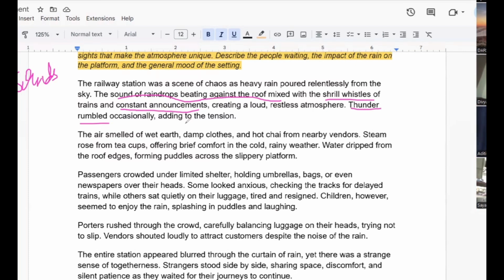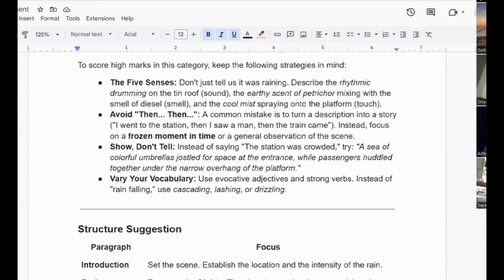Then what about the smells? The air smelled of wet earth, damp clothes, hot chai, nearby vendors, right? These are what? Smells. Then what do you see? Sight will also come. What do you see? There are a lot of things that come, right? People sitting, shelter, holding umbrellas, bags, water dripping from the edges, puddles are forming. People can see that. So try to use senses as much as possible while giving a description.